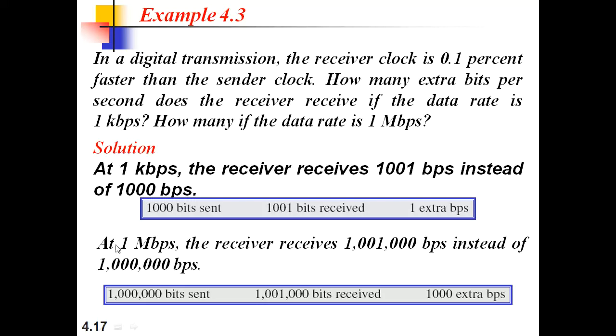In the same way, for 1 Mbps, the receiver receives 1,001,000 bits per second instead of 1,000,000 bits per second. The actual sent is 1,000,000 bits and the actual received is 1,001,000 bits. So the extra bits are 1000 here. This is due to the change in synchronization. There is no proper synchronization between the sender and receiver.